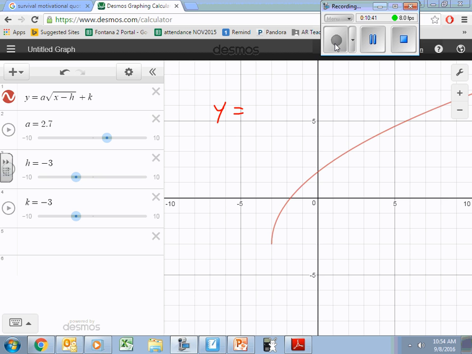Y equals, just take the numbers right off of the list. Mine is a 2.7. 2.7 radical x, my h is plus 3, and the k is minus 3. Oh, H is negative 3, and then K is negative 2. Let me put the real numbers.